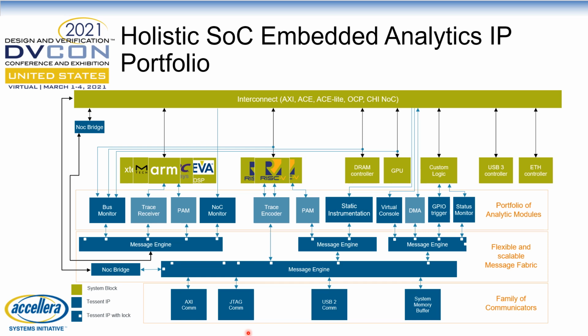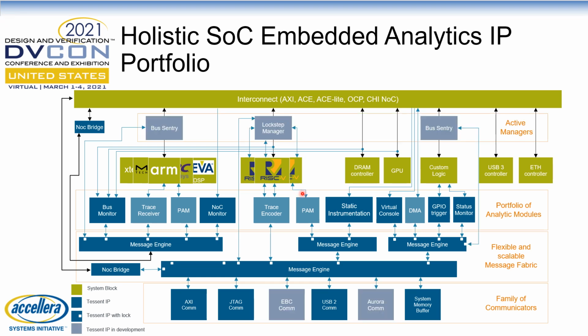We also support use cases whereby the embedded analytics system is controlled by an on-chip resource, and that can be managed via the AXI bus communicator. We also support high-speed communicators such as an Aurora communicator and an EBC communicator, which is operating in conjunction with the USB 3 controllers.